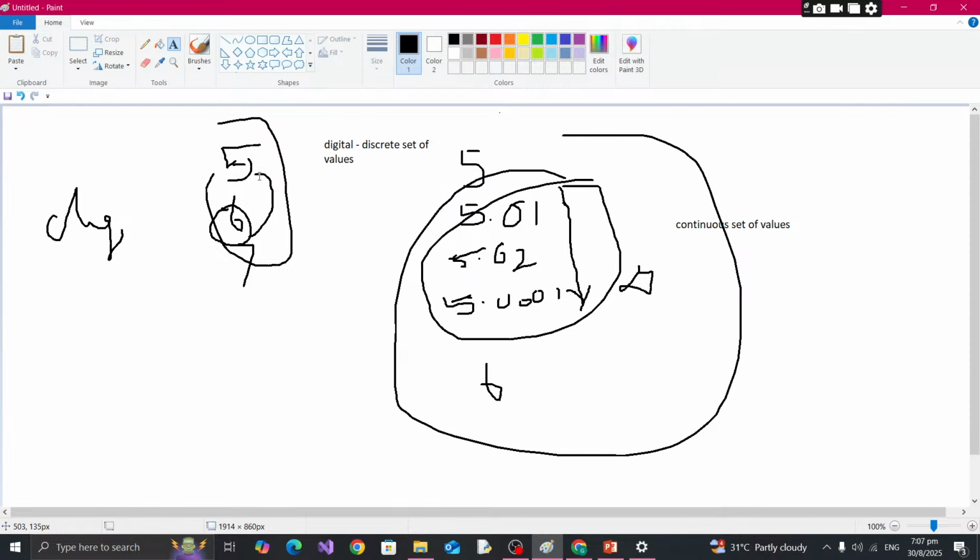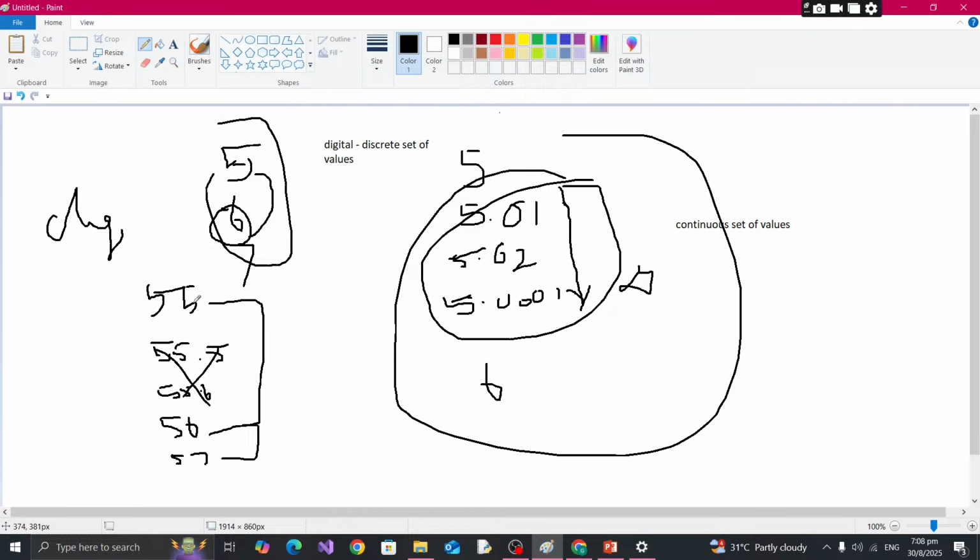Then some of my students ask me why we call the speedometer in our bike a digital odometer. Why do we call it a digital odometer? Because if I am traveling at a speed of 55 kilometers per hour, after 55 it will not go to 55.5 or 55.6. It will never show that. After 55 it will show 56 or 57 or 58. So it is a discrete set of values. Got it? So we call it a digital odometer.